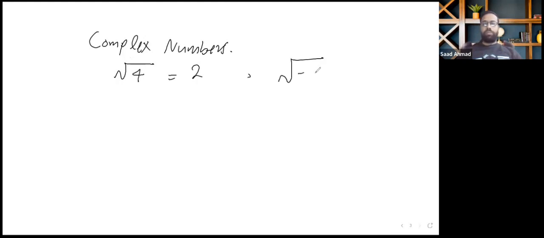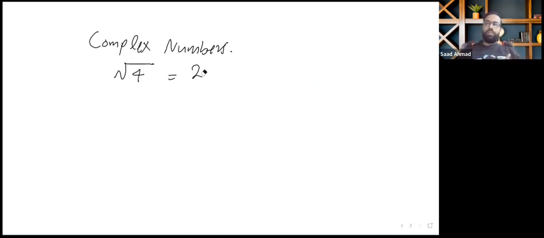To do the square root of -4, I don't know the answer, because I don't know what the square root of a negative number is. If you put it into the calculator, it gives you an error. All right, so how to deal with that? What to do for that?